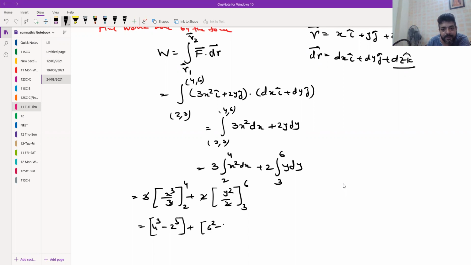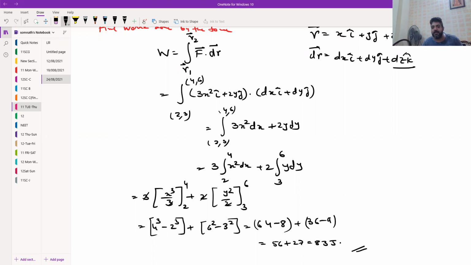Six square minus three square. So 64 minus 8. 36 minus 9. After this, 56 plus 27. That is 83 joule. Okay. So I'm stopping it here today. In the next class, I show you the rest part.